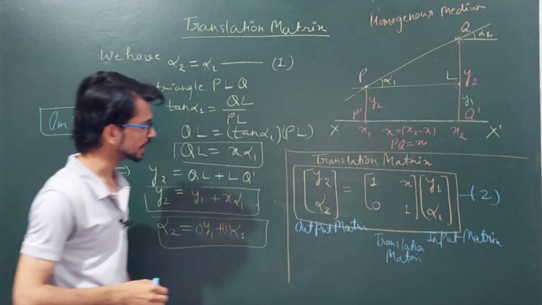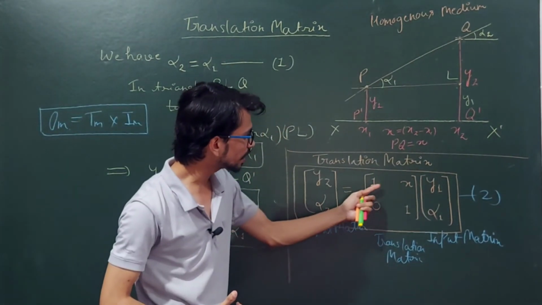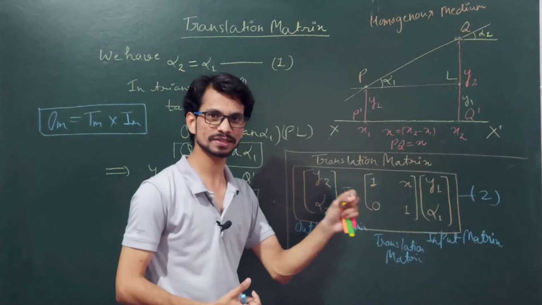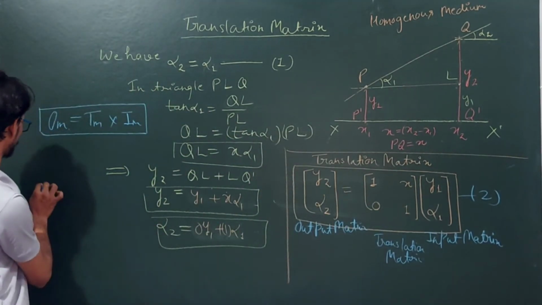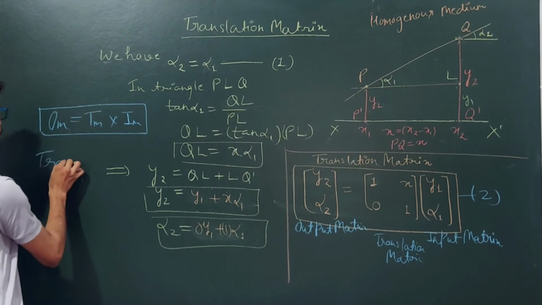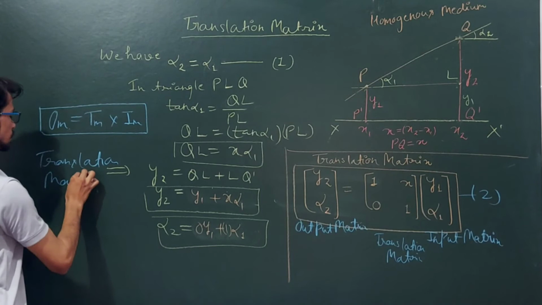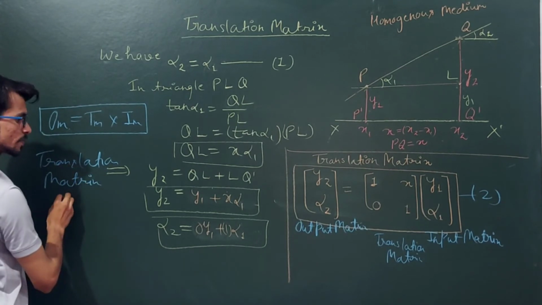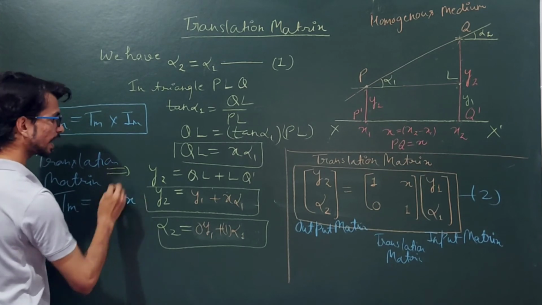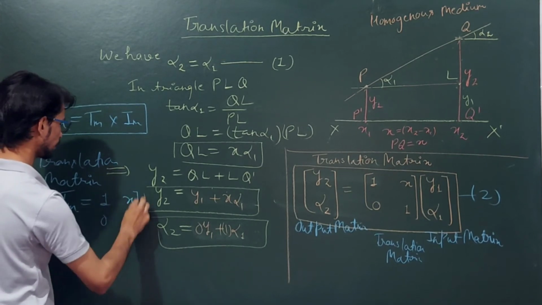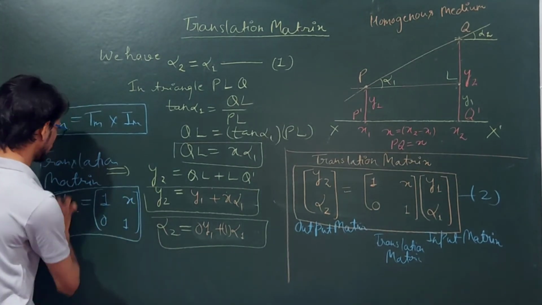If you are interested to find what exactly the matrix of translation is, this [[1, x], [0, 1]] is the translation matrix. I am writing this translation matrix here. This is TM equal to [[1, x], [0, 1]]. This is the translation matrix that we have.